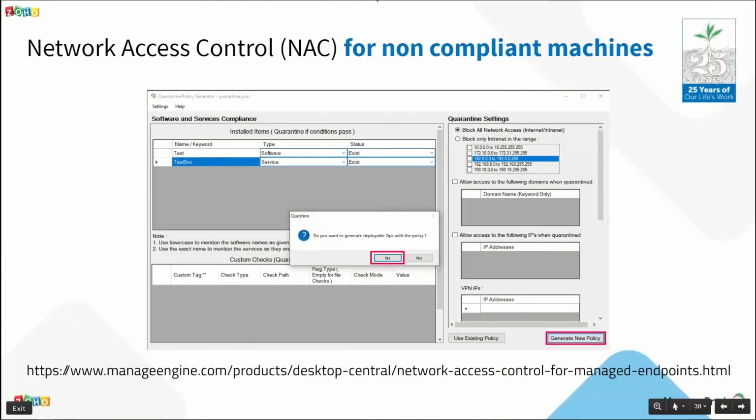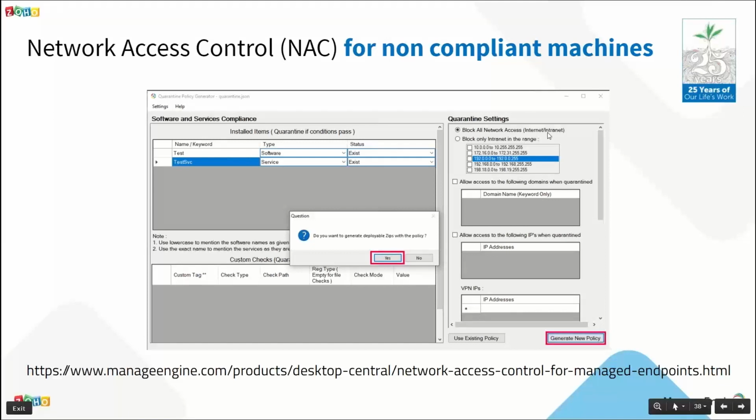You will be able to download the quarantine policy generator tool from the URL mentioned below. Please note that this tool requires .NET 4.0 to be installed as a prerequisite. It is an exe which provides you this interface where you can define your software checks, service checks, and custom checks.